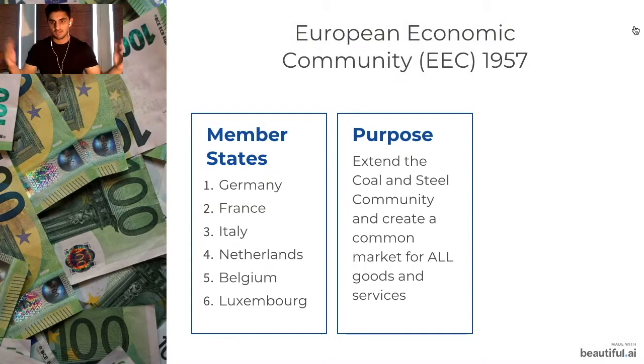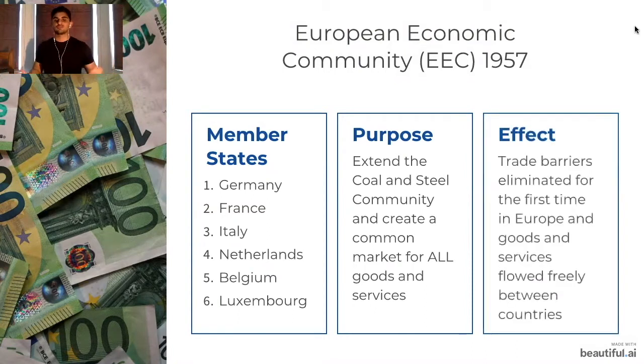Any products that they had, they would then start to trade these 6 countries. And the effect was that trade barriers were eliminated for the first time in Europe, and goods and services flowed freely between countries and people, right? Because if you offer a service, people also flow freely.